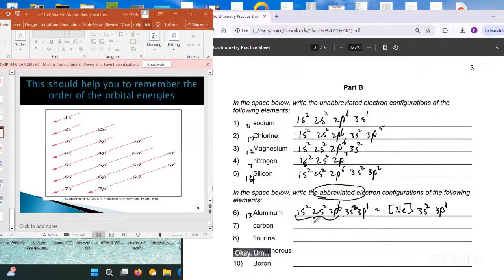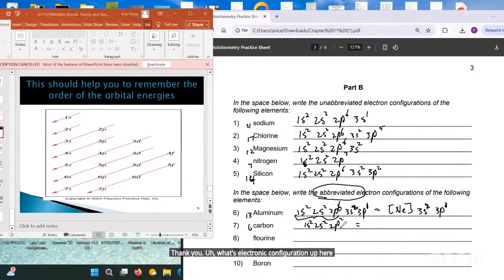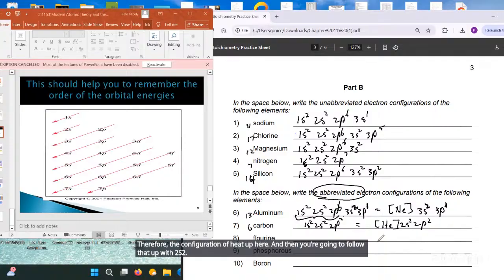Okay, in the case of carbon, carbon has an atomic number of 6. That's 1s2, 2s2, 2p2. Right? So what would be the abbreviated version? Well, let me ask you this first. What would be the group 8 element that comes before carbon? Helium. What's the electronic configuration of helium? 1s2. So therefore, you're going to put the configuration of helium here, and then you're going to follow that up with 2s2, 2p2. All right?